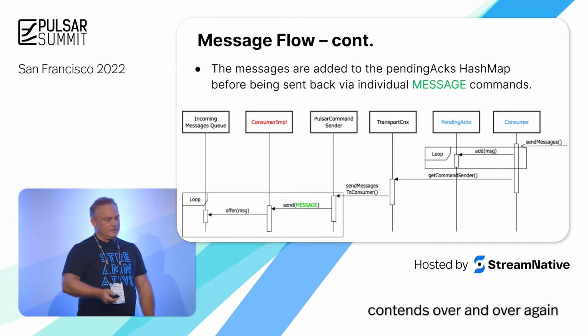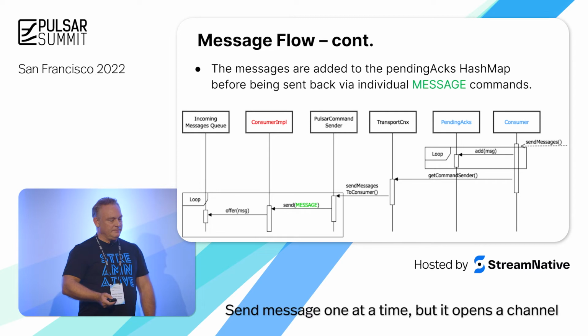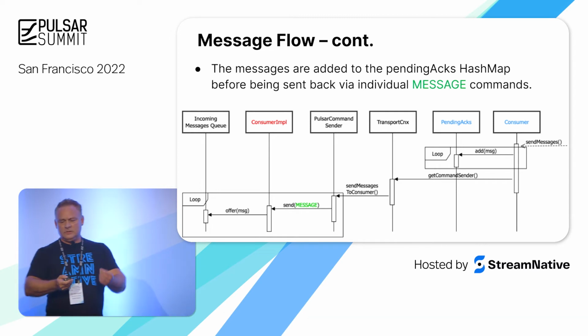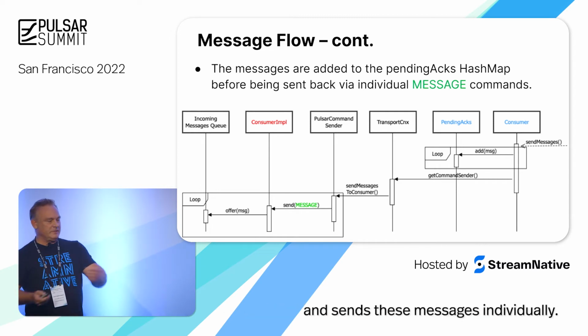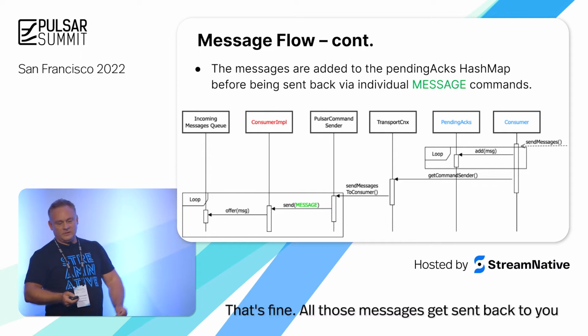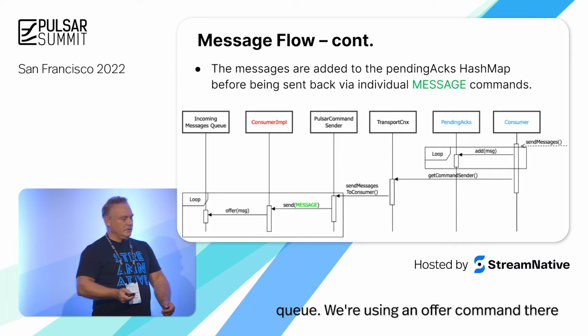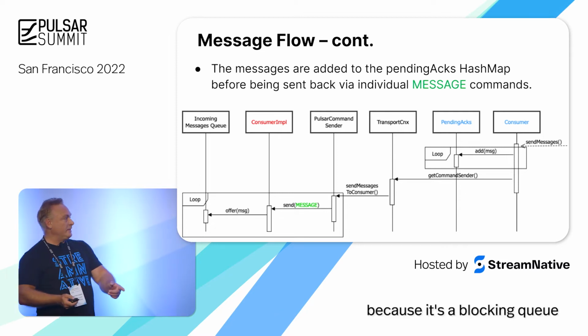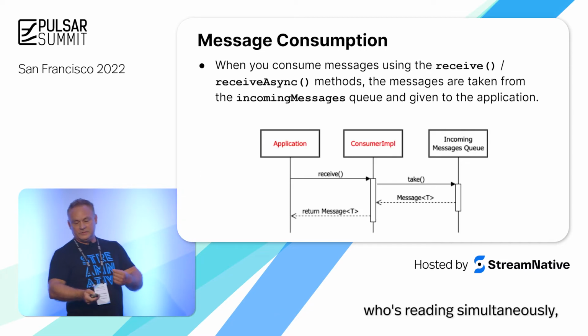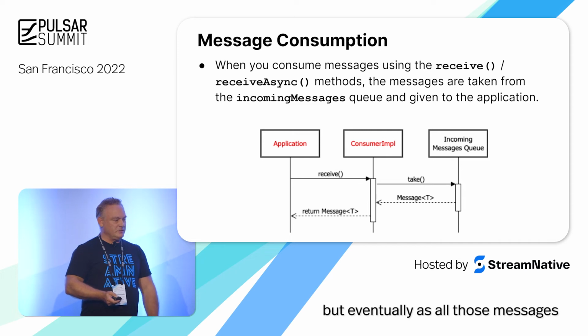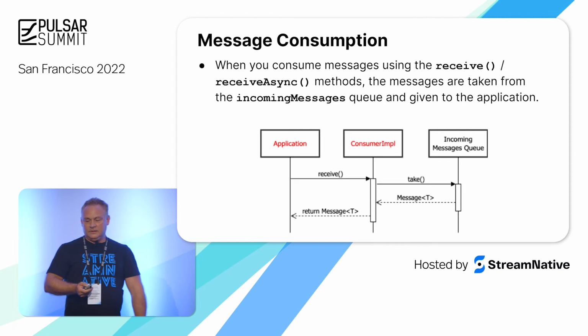This process continues over and over again, and once it gets these messages back, it sends them over individually, one message at a time, but it opens a channel. It just opens up a point-to-point channel and sends these messages individually. But that's fine, all those messages get sent back to you, and they get added to the incoming messages queue. We're using an offer command there because it's a blocking queue, so we don't interact with somebody who's reading simultaneously, but eventually it adds all those messages back to your queue and keeps it full. And this process happens over and over again automatically.